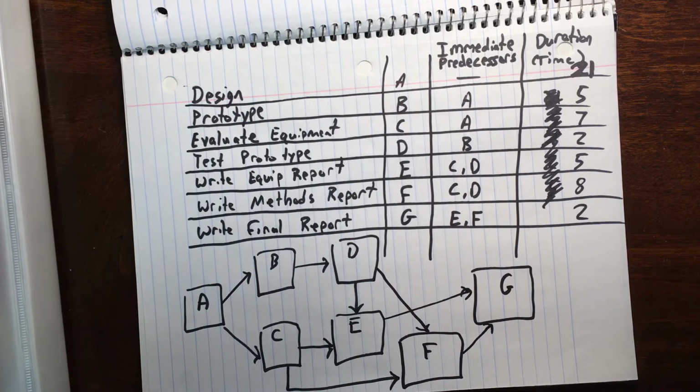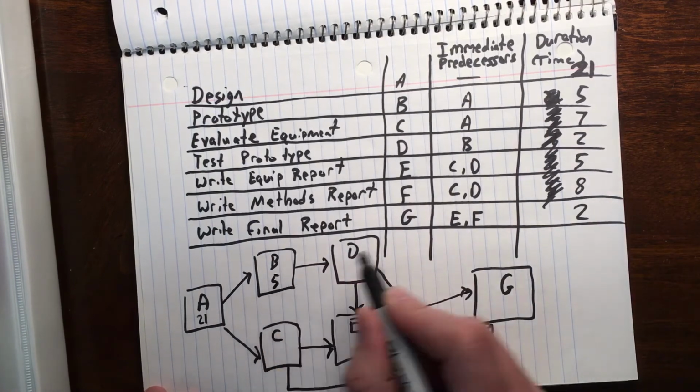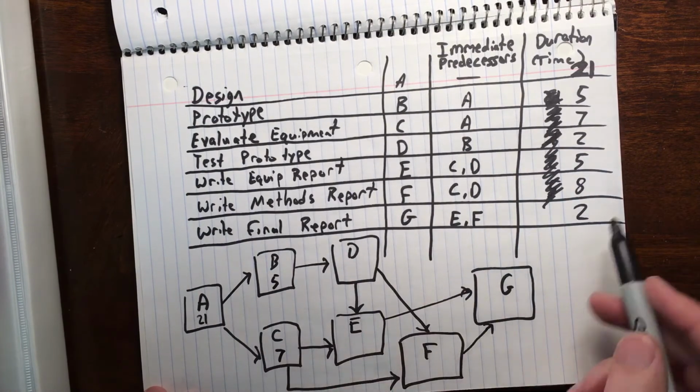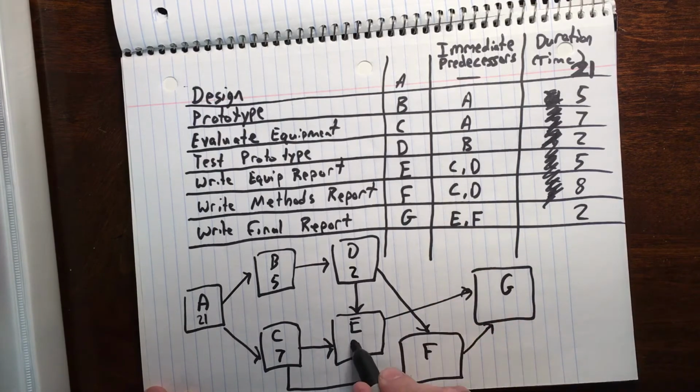We mapped it out. Now let's fill in our times and do our forward pass and backward pass. A takes 21 weeks or days, whichever we're looking at. B is 5. C is 7. D is 2. E is 5.